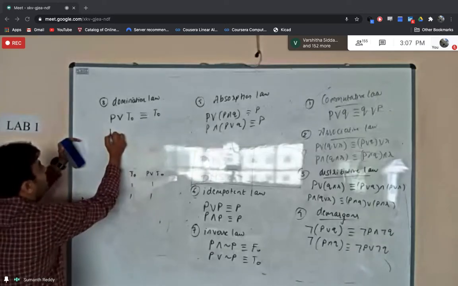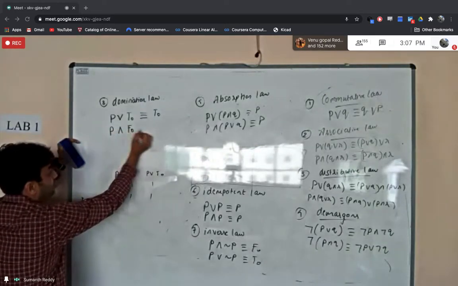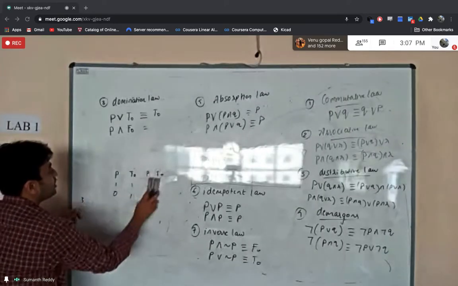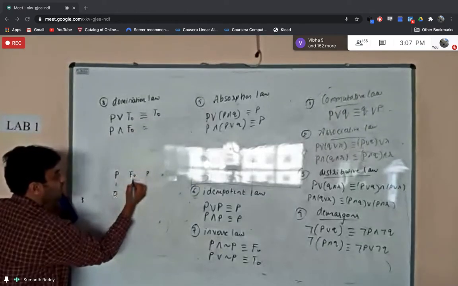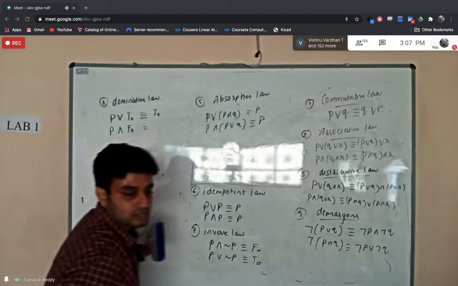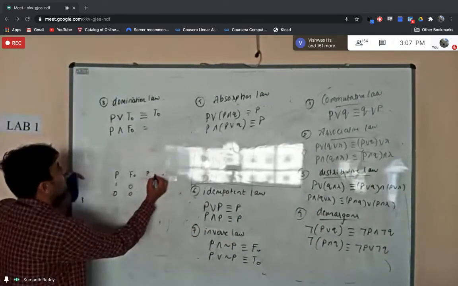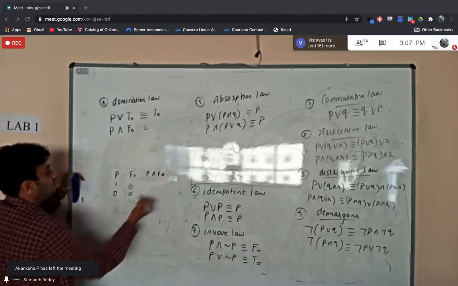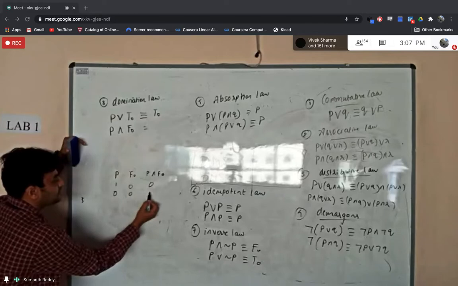Similarly, if I have a proposition and I perform the conjunction with a contradiction. I have a proposition P, and you already know that contradiction means you always have zeros. If I perform P and contradiction, 1 and 0 is 0, and 0 and 0 is again 0.